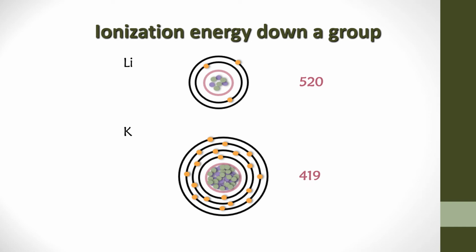You can notice how the ionization energy is decreasing as we go down the group, which means the elements at the bottom of the group require less energy to lose their electrons. So it's very easy for them to lose electrons.